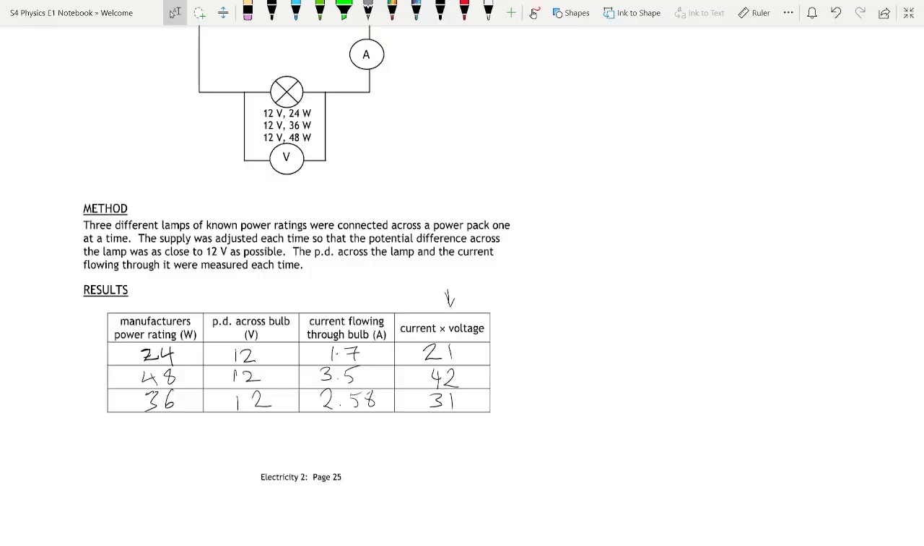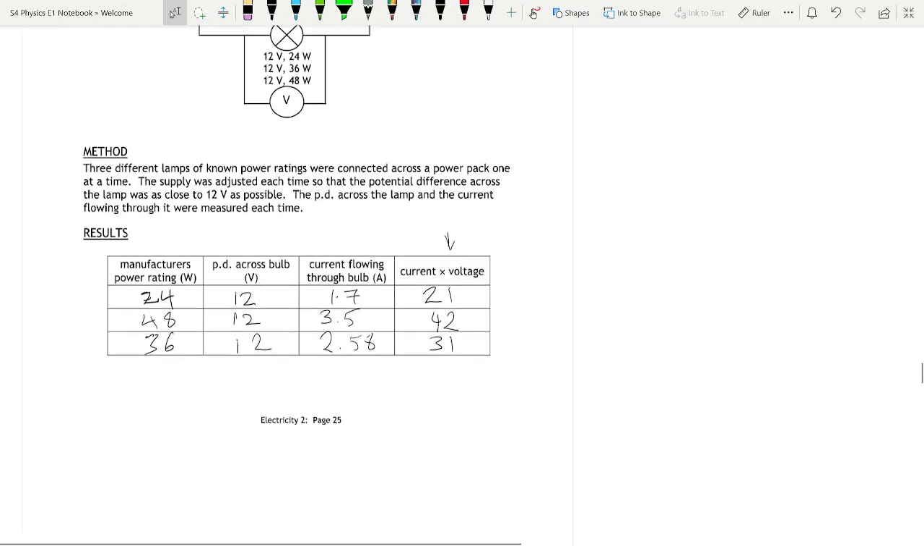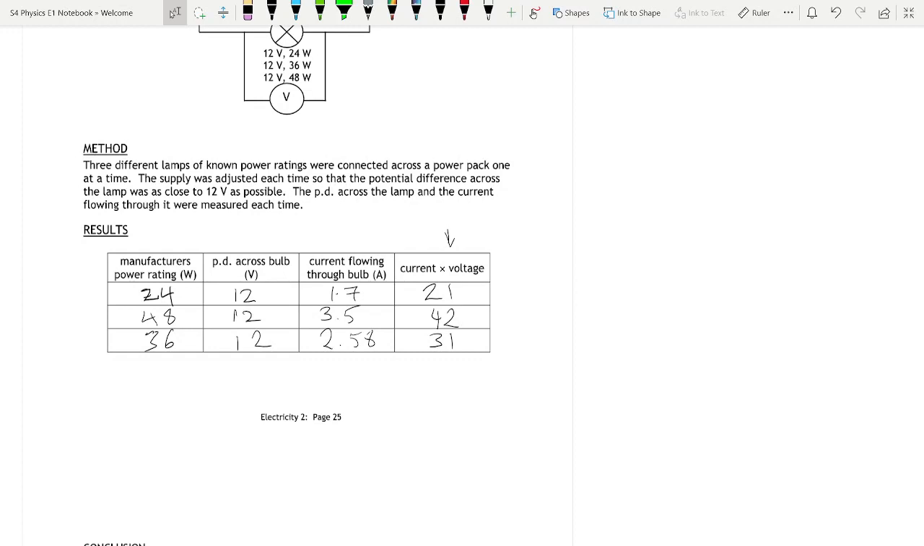Okay, so hopefully we should be seeing that the current times the voltage is similar to the manufacturer's power rating. As Daniel was pointing out, they're not the same, but they won't be the same because although it says it's 48 watts, light bulb efficiency is really quite low, so you're not going to get as much as the power rating. But you should be getting a ballpark. So you can see that 24 and 21 is all right, 48 and 42, 36 and 31. If you're getting 36 and you're getting 5, then there's an issue there. But if you're getting sort of in the 30s, that's not too bad.